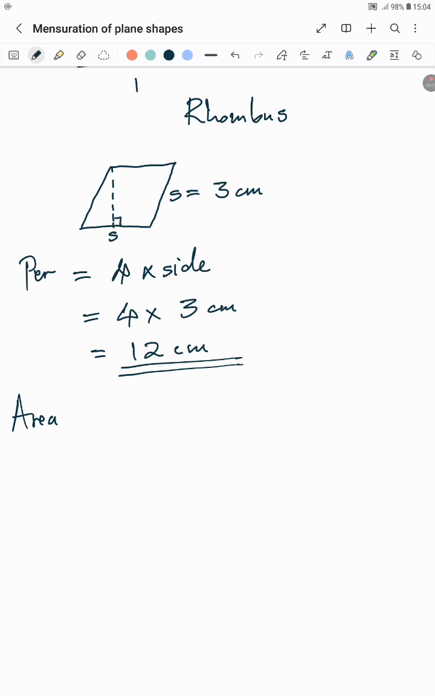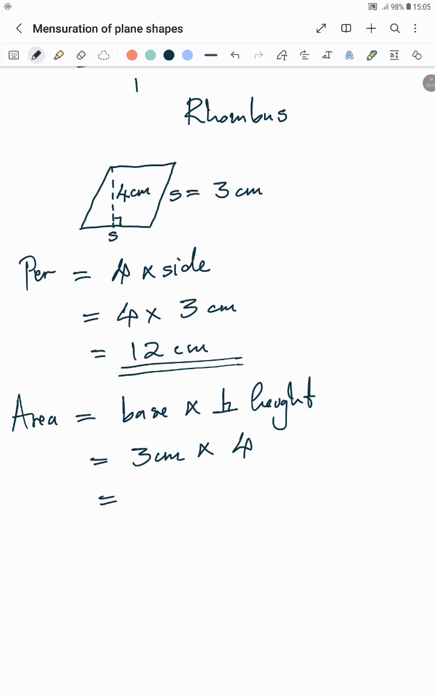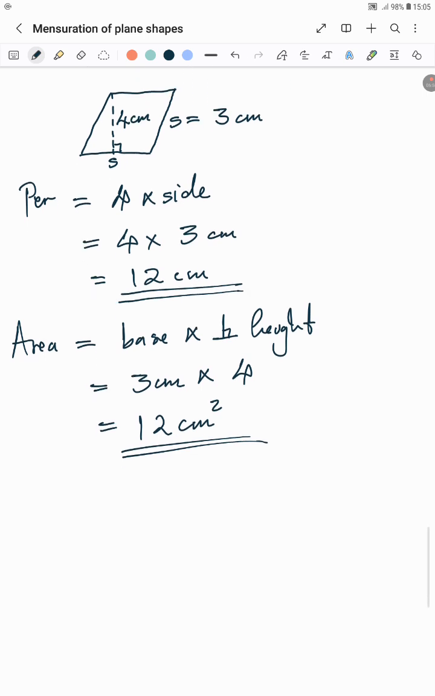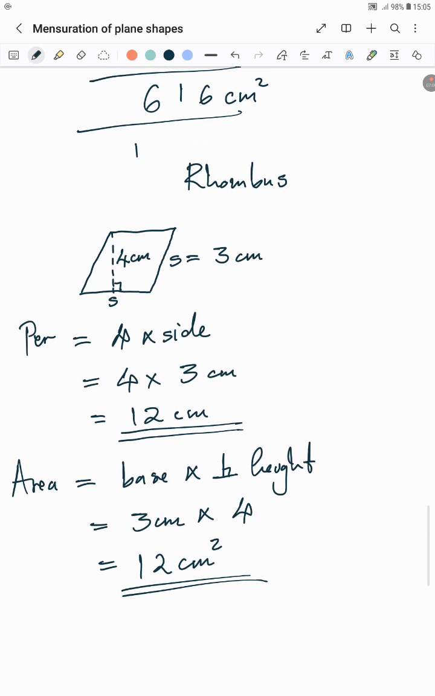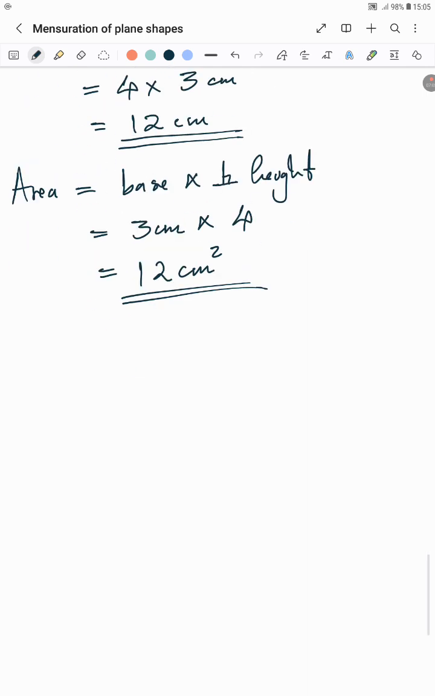The area of a rhombus, you need to find the perpendicular height, or you need to be told what the perpendicular height is. So in case the perpendicular height is 4, the area is equal to base times perpendicular height. So here, if the base is 3 centimeters and the height is 4, we are saying 3 times 4, you get also 12 square centimeters. Okay, so that is how you would find the area of a rhombus. So let's look at a parallelogram.